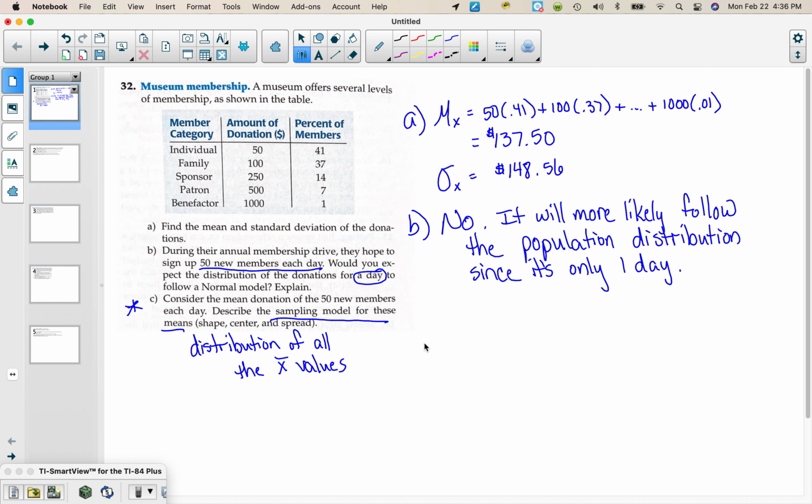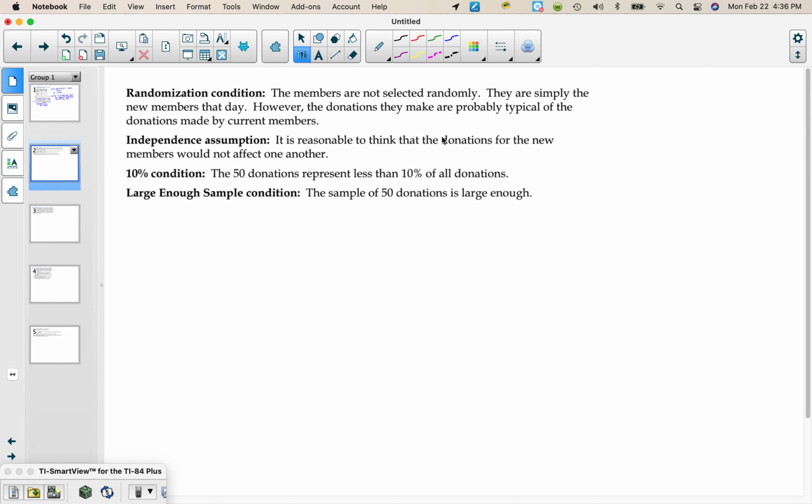So at this point, we have to look at our conditions. I gave you that paper that talks about the sampling distribution models and the conditions, so I'm not going to recopy these. I just want to go through and talk about them. The randomization condition: the members are not selected randomly. We're not told that. They're simply the new members that day.